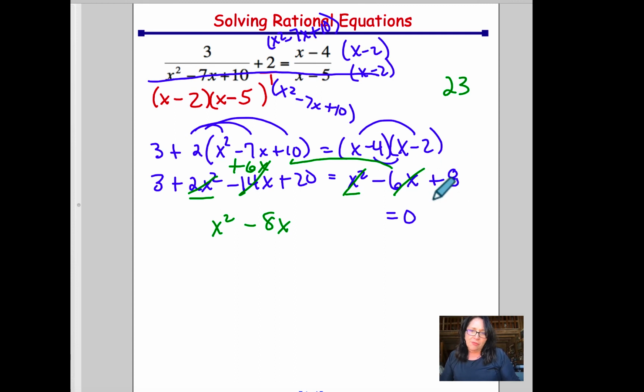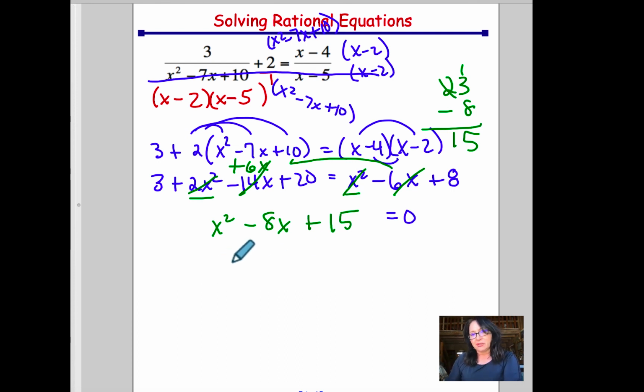And then when I move this positive 8 over to the left-hand side, it's going to become a negative. And I'm going to borrow. I end up getting 15. And therefore positive 15, so that's plus 15.